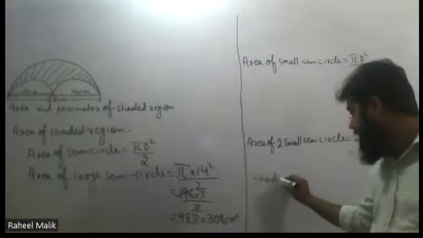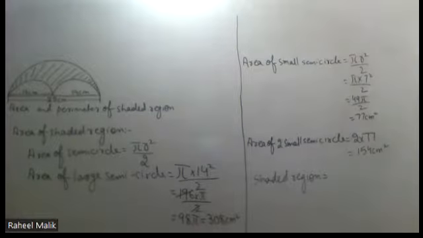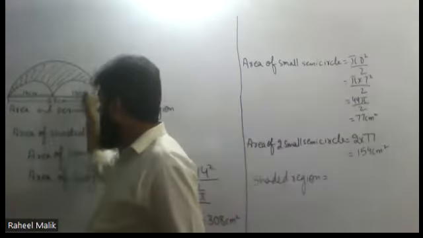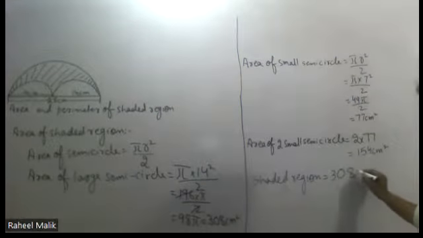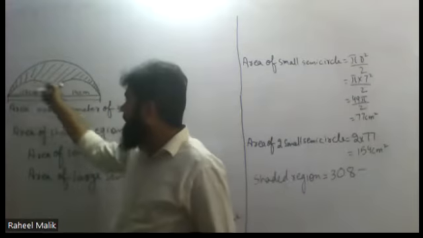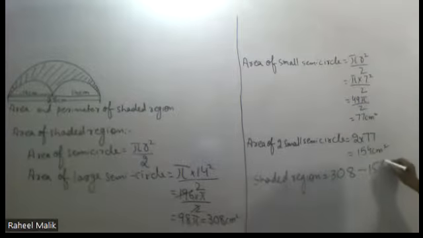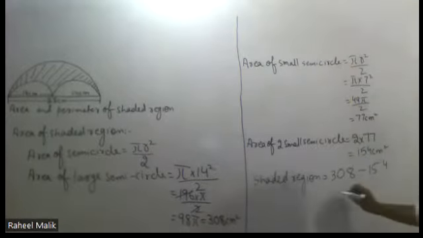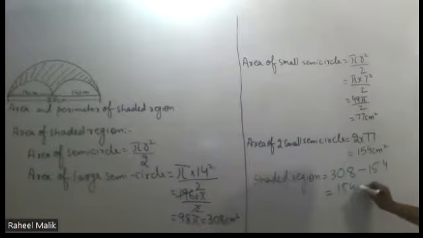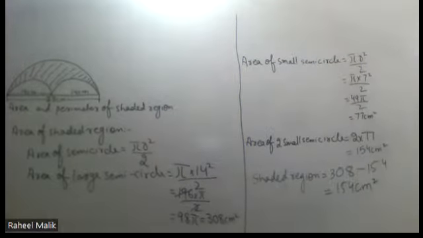And for the area of the shaded region, what will happen? I will take the area of the larger semicircle, which is coming 308, and from that I will take out the area of the unshaded region, which is coming 154. So 308 minus 154, the answer is coming 154 centimeter square. That's the area of the shaded region.